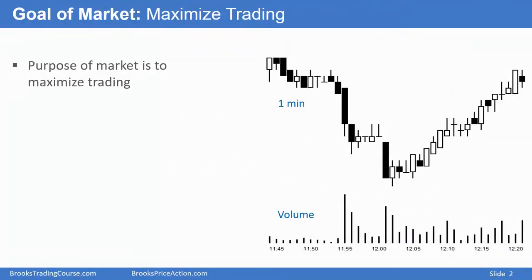Why did institutions create markets? The goal of the markets is to maximize trading. They want to make it easy to trade at a reasonable price. This is a 1-minute chart to illustrate a point. The market's going down and down more, but look what's happening to the volume as it's going down. As it's probing for a fair price, fewer and fewer trades are taking place. That means fewer traders are willing to sell at this low price.